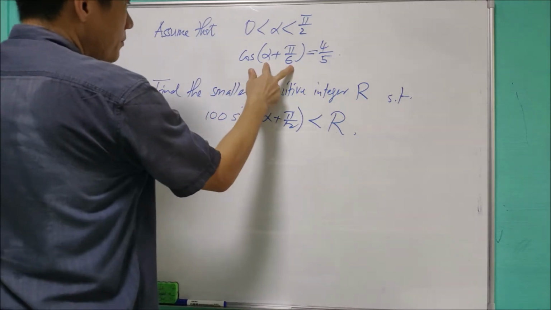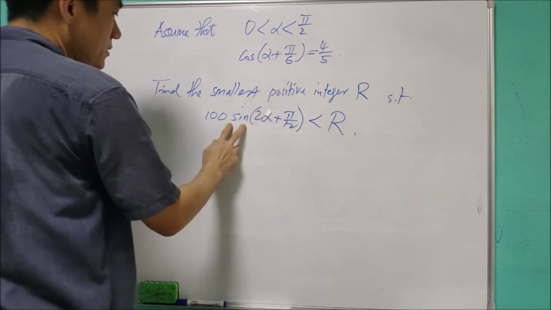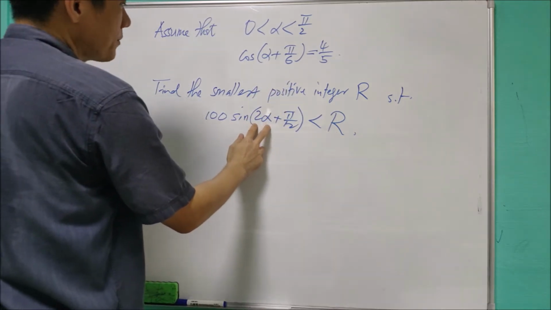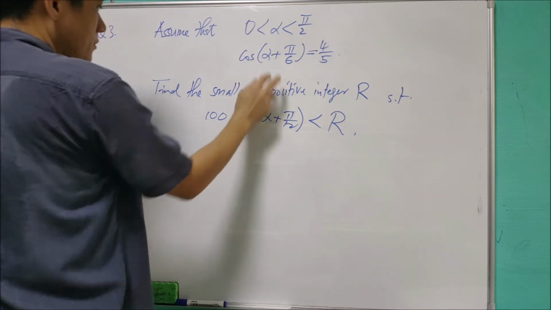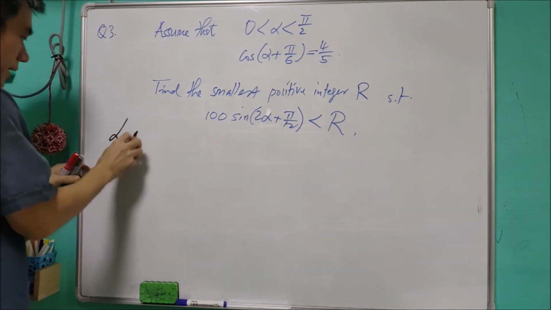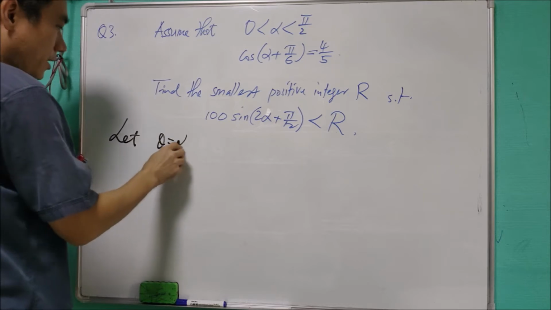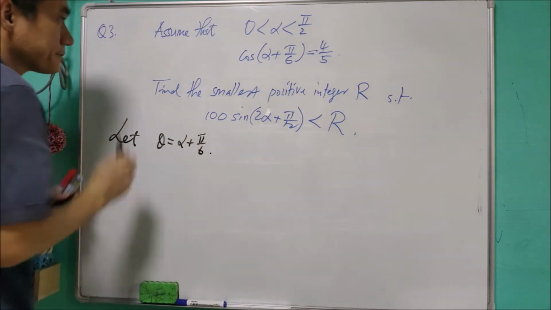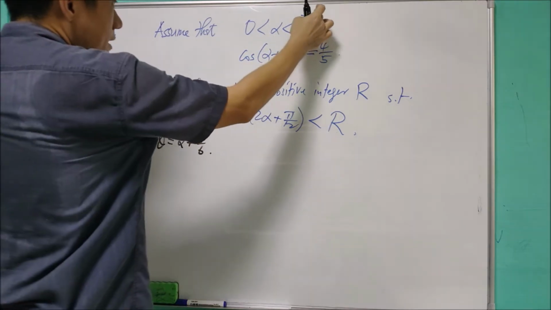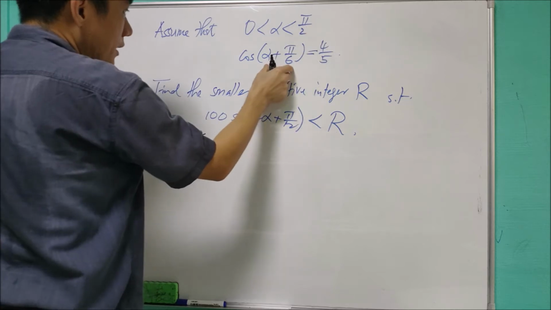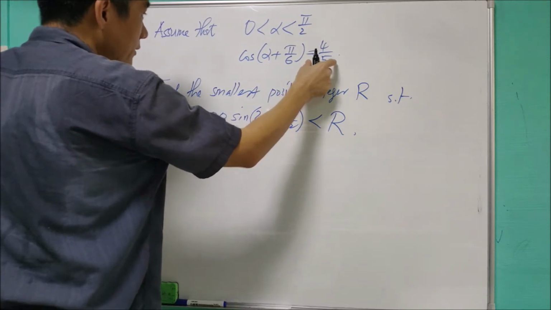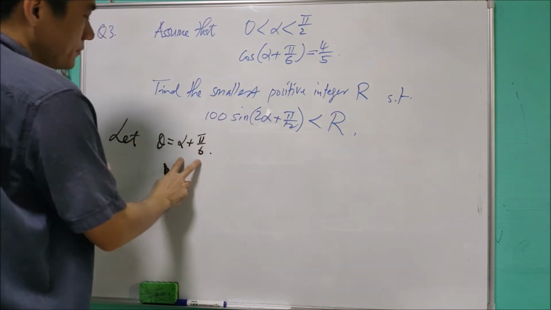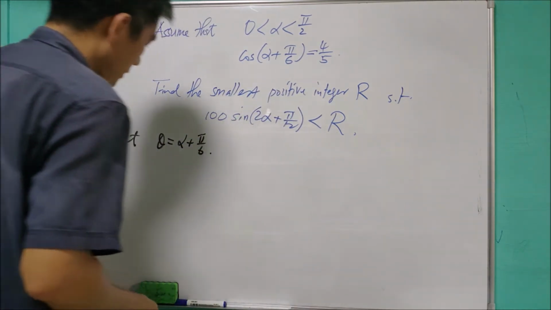This is cosine of alpha plus pi over 6, and this is sine of 2 alpha plus pi over 12. We need to find a relationship between these two angles. So I'll let theta be equal to alpha plus pi over 6. Since alpha is less than pi over 2 and the cosine of alpha plus pi over 6 equals 4 over 5, this angle theta is in the first quadrant.